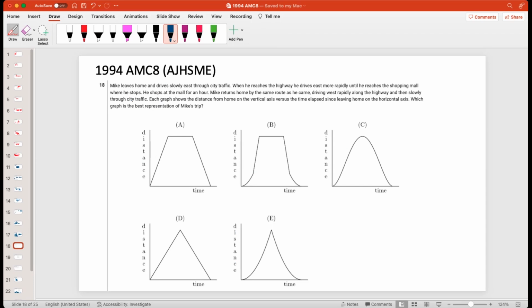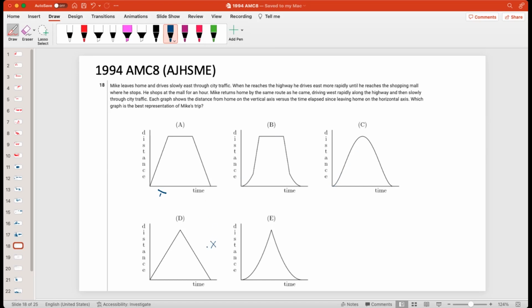Mike leaves home early and drives slowly east through traffic. Then he reaches the highway, he drives more rapidly until he reaches the shopping mall where he stops. So this cannot apply because he goes up. This can because he starts slowly and then on the highway, he drives fast, and then in the shopping mall, he stops. This could be a possibility.